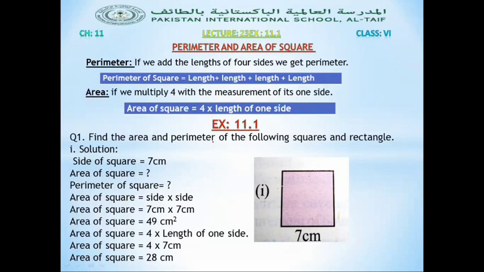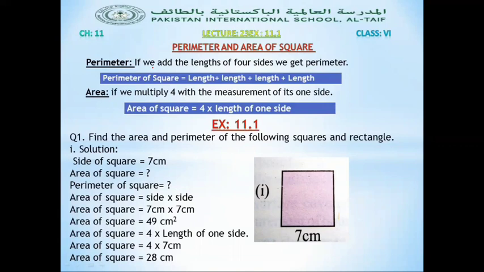Perimeter is the total measurement of the boundary of a given figure. The figure may be a square or rectangle. Dear students, we find the perimeter by adding the measurements of all sides of a given figure.